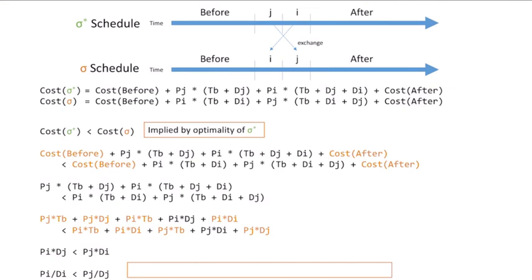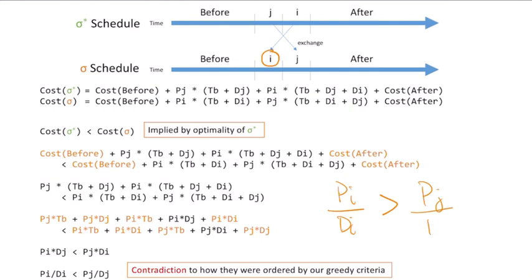So PI over DI is less than PJ over DJ. Well, that is our contradiction. We know that since the greedy schedule says that I should come before J, the ratio of PI over DI has to be greater than the ratio of PJ over DJ. So what this really means is that this inequality is false, which means that the optimal schedule is actually the greedy schedule.